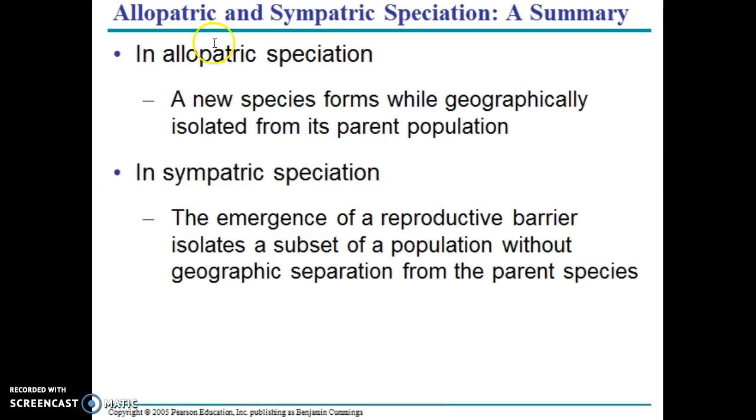So to recap allopatric and sympatric speciation: allopatric occurs as a result of some kind of geographic barrier, a mountain or large body of water, that blocks gene flow. And in sympatric speciation, some kind of reproductive barrier emerges, whether that's, like we looked at with those cichlids, a sexual selection type of thing, or otherwise, but the organisms live in the same area.